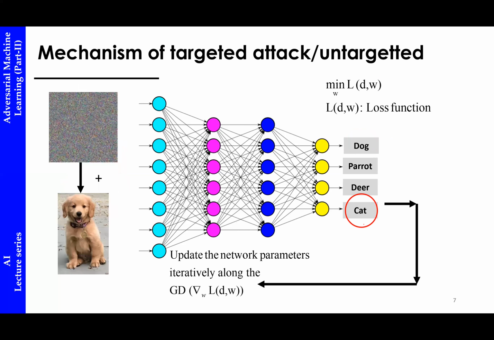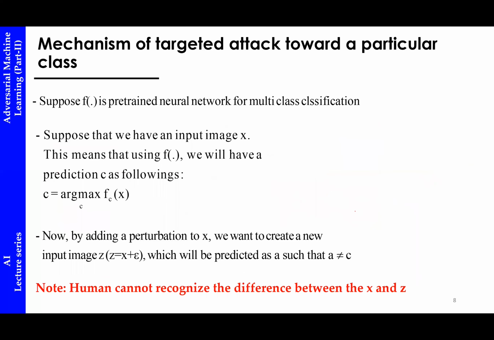For example, here you see that I have added a perturbation to the image of the dog, and then it is introduced to the network, and the network is fooled, and the network prediction was cat with a high score. This happens by maximizing the loss function for that specific class. Let's look at the mathematics of this work and see how it is possible.